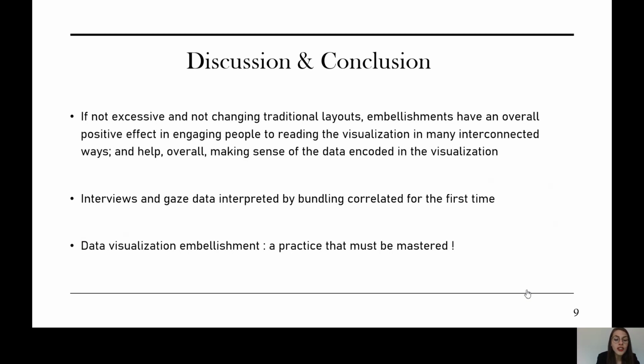By the way, to our knowledge, this is the first time that interviews and gaze data interpreted by bundling were correlated. Finally, we assert that the embellishment of data visualization is of great added value, and we now propose to qualify it as a practice. As with any practice, embellishments must be mastered. We hope to encourage our community to include embellishment in data visualization design principles, as well as to include this practice in future technological developments.